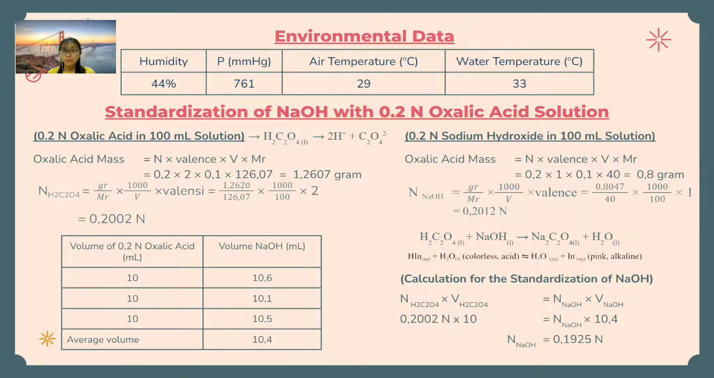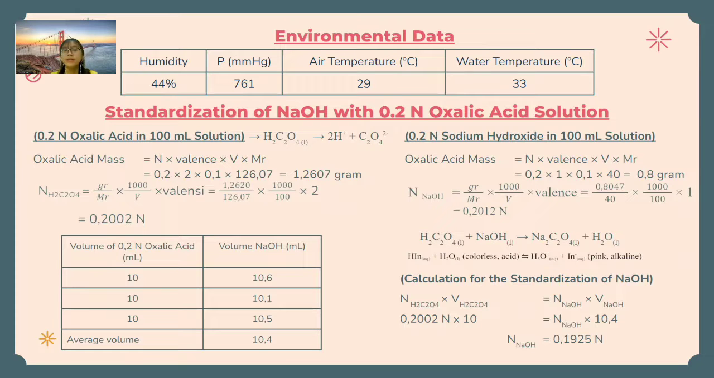Oxalic acid has a valence of 2, which is obtained from the ionization reaction of oxalic acid in water, where oxalic acid can release 2H+. So the mass that needs to be weighed is 1.2607 grams, and we also made a 0.2 normality NaOH solution in 100 milliliters, so it is necessary to weigh 0.8 grams of NaOH.